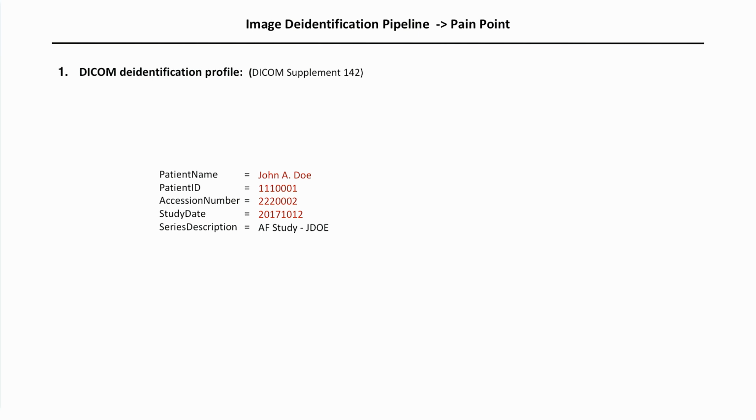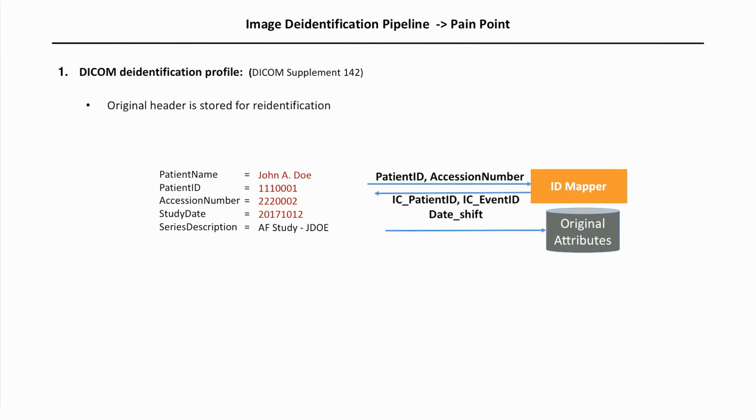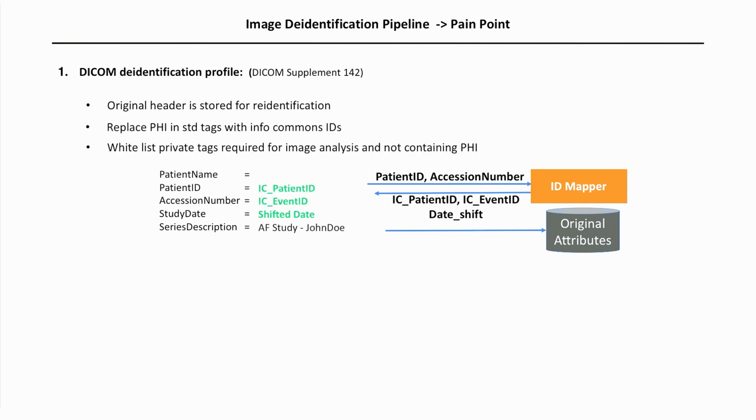DICOM provides some guidance on how to do this. So we basically start with our identified data set, look up synthetic identifiers to replace the patient name and IDs and so on. We store the original attributes for later re-identification. And then we replace the PHI with our synthetic identifiers. We remove all of the private tags except for a set of whitelisted ones which we know are essential for analysis but don't contain PHI.